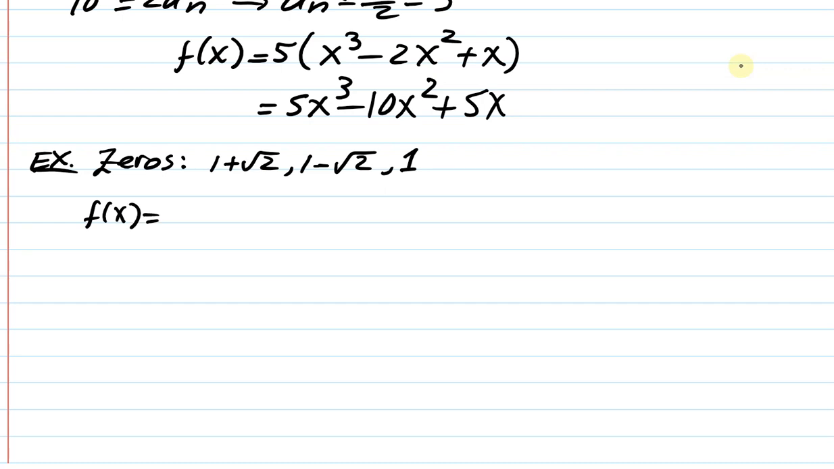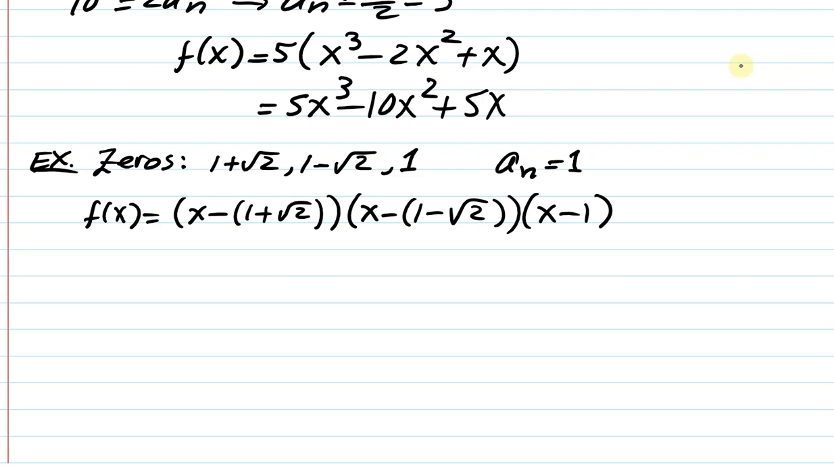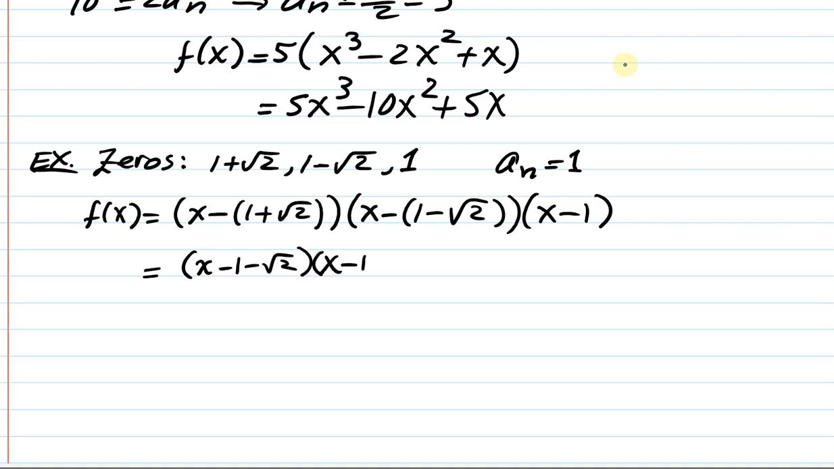Therefore, f of x is going to be, and the coefficient, I'm going to take a sub n to be 1, because the coefficient doesn't affect the zeros. One root is going to be x minus a 0, then x minus the other root, x minus the other root. Now I can distribute. Remove parentheses first. So it's x minus 1 minus root 2, x minus 1 plus root 2, and we'll keep x minus 1 outside.